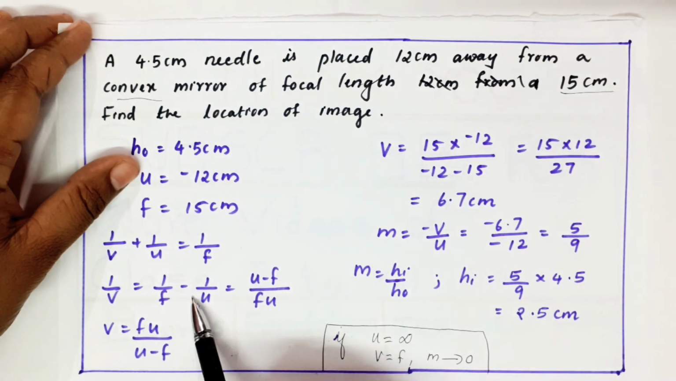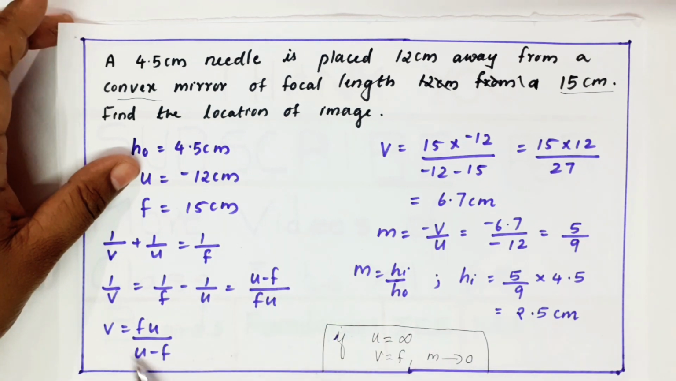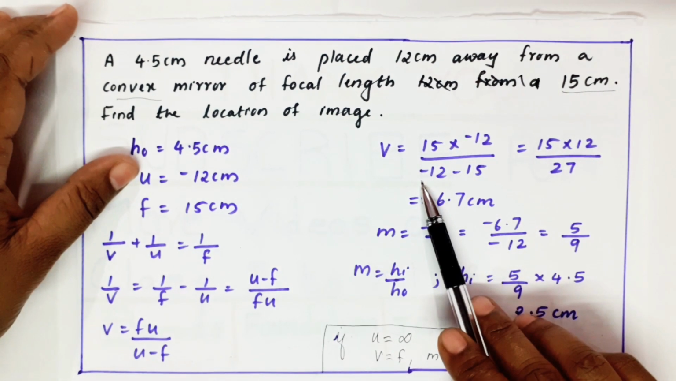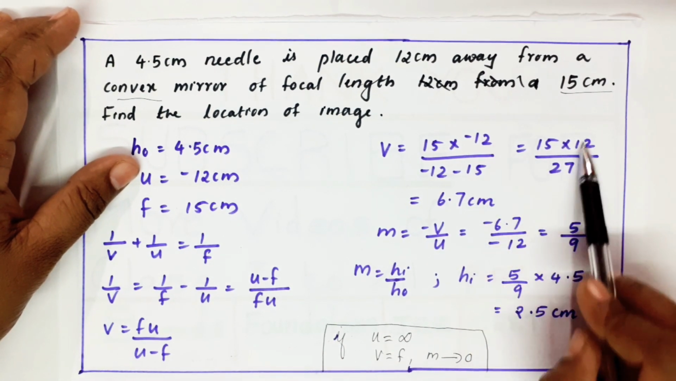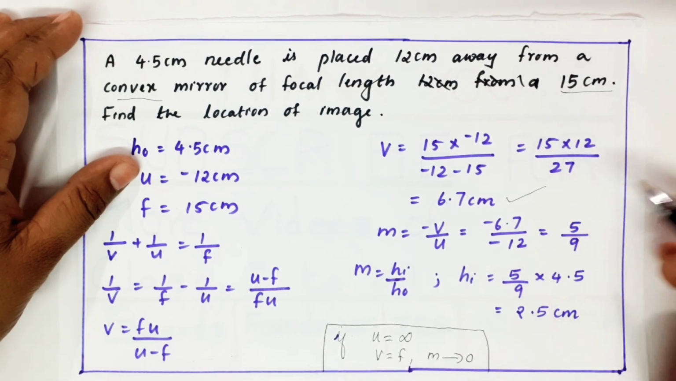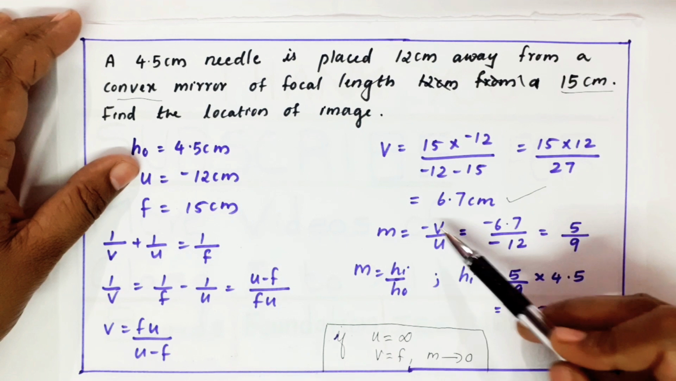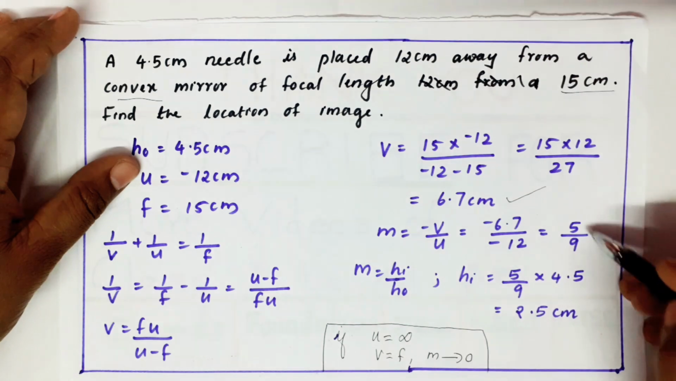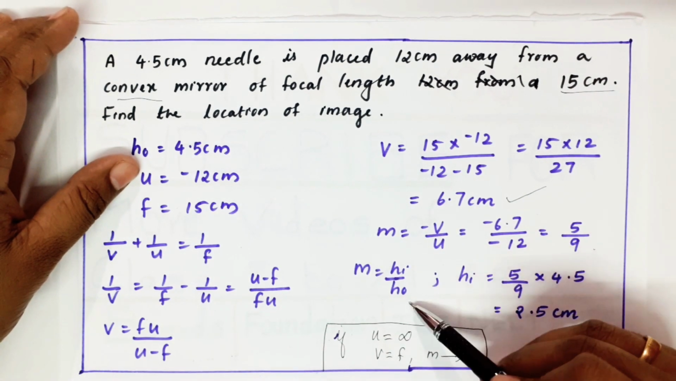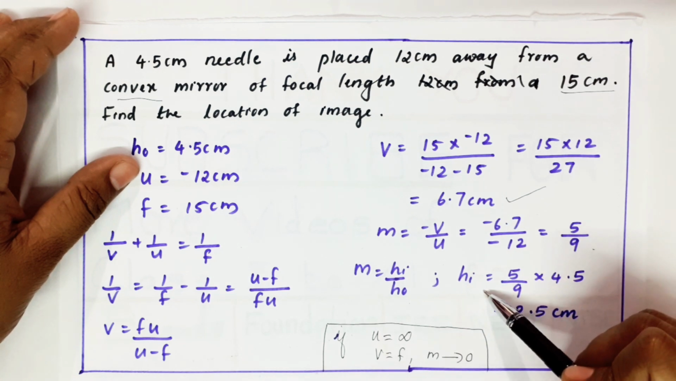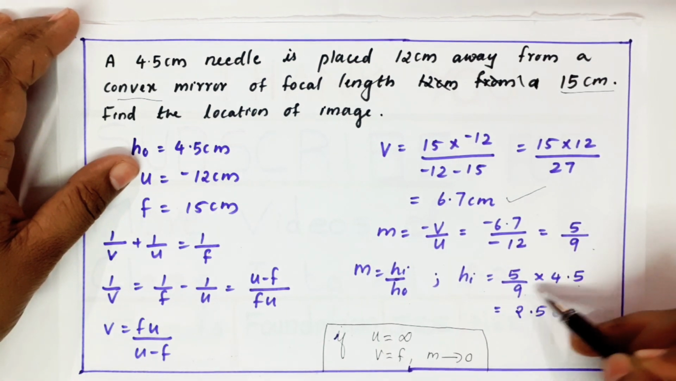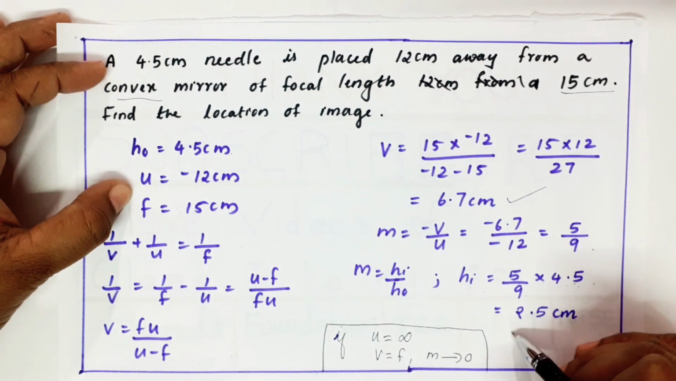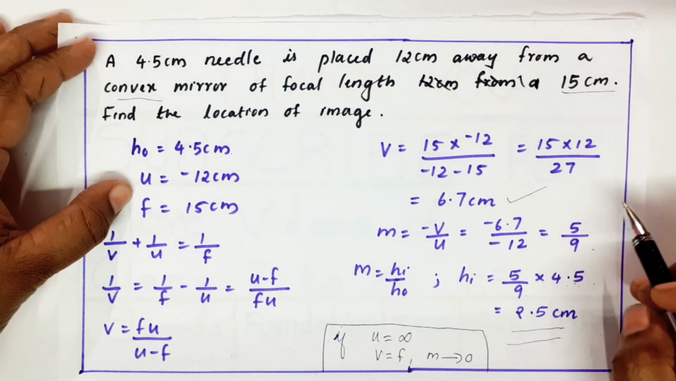1 by v is equal to 1 by f minus 1 by u, which gives fu by u minus f. Substitute the values: 15 into minus 12 by minus 12 minus 15. The minus signs cancel, and we get the answer, 6.7 centimeter. If you want magnification, it is minus v by u, minus 6.7 by minus 12, that is 5 by 9. Magnification is hi by ho, so hi is ho into m. m is 5 by 9 into ho. They gave ho as 4.5 in the question. We get an answer of 2.5 centimeter.